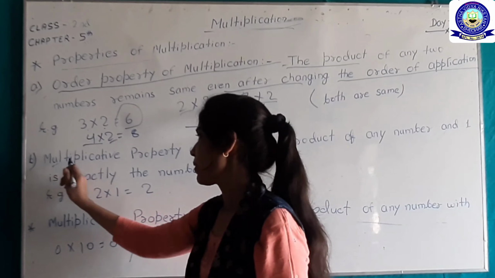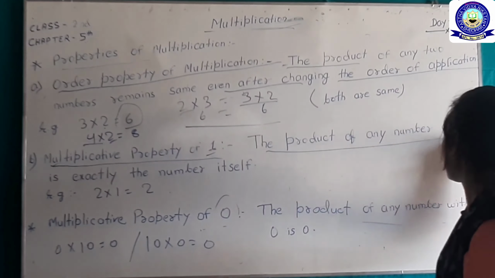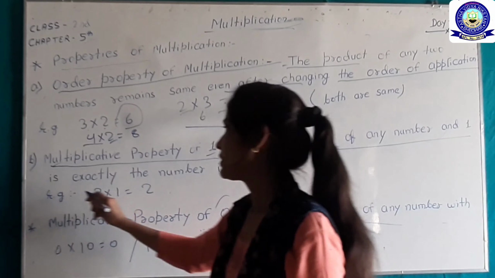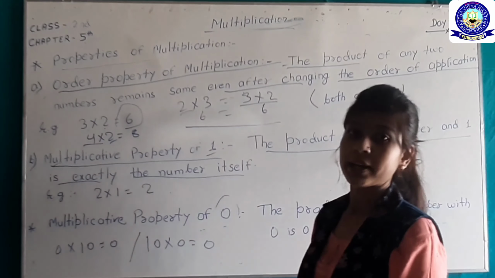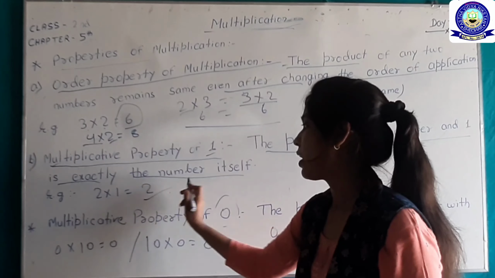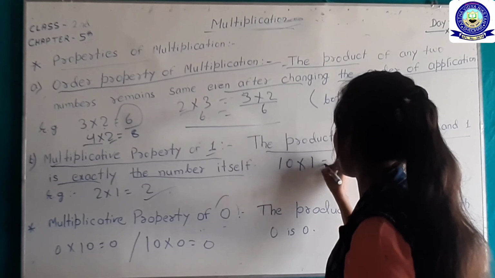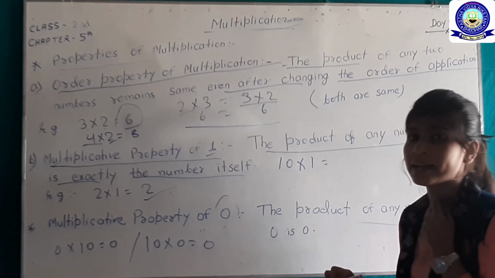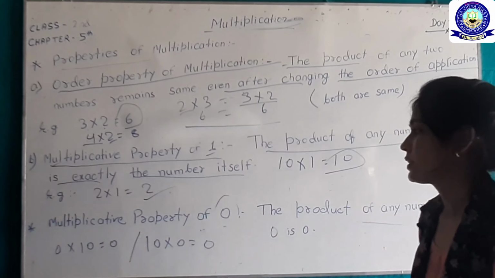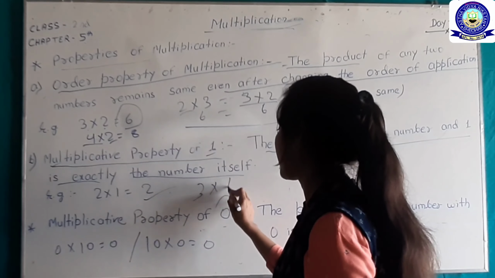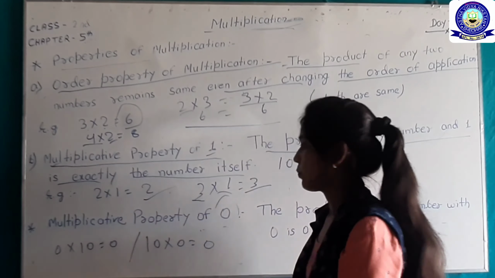Here is the second property, the multiplicative property of 1. The product of any number and 1 is exactly the number itself. यानी किसी नंबर पे एक से मल्टीप्लाई करते हैं तो वो नंबर क्या होता है, खुद ही उसका प्रोडक्ट हो जाता है. जैसे here is 10 and here is 1, when we multiply 10 and 1 we get 10. This is the product of 10. When we multiply 3 into 1 we get 3, and this 3 is the product of 3 and 1.